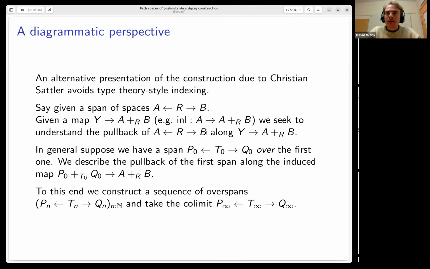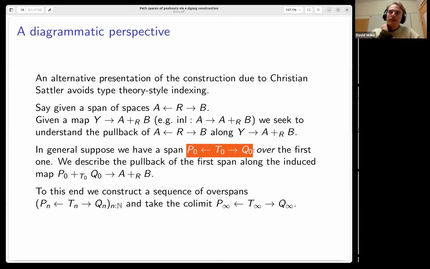And what does it mean to pull back a span along a map? So this span maps to the pushout. So each component maps to the pushout. So you can pull back each of these three types along this map, and then you get three new types. And in fact, you have a span. So the pullback of this span along this map is another span with a map back down to this one.